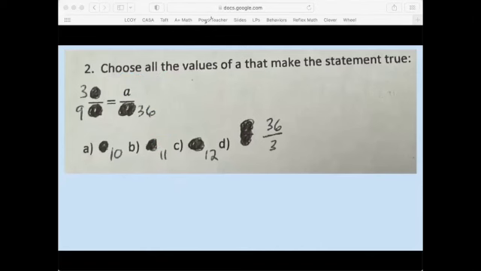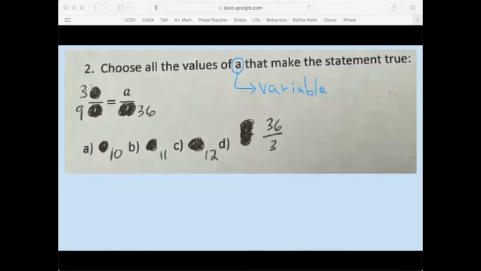Okay. So number 2 says, choose all the values of A that make the statement true. Now, I want to make sure that we all remember what A is. A is a letter that represents a number. And let's see who remembers what that's called. If you said variable, you are correct. A variable is a letter that represents a number. And writing on Zoom is not a lot of fun, guys.